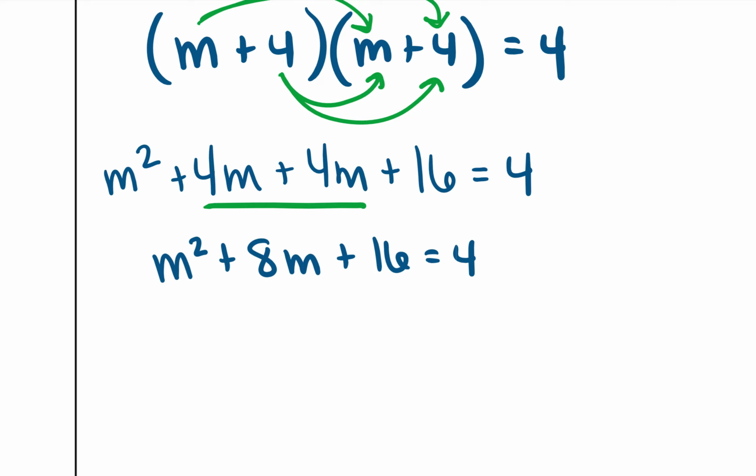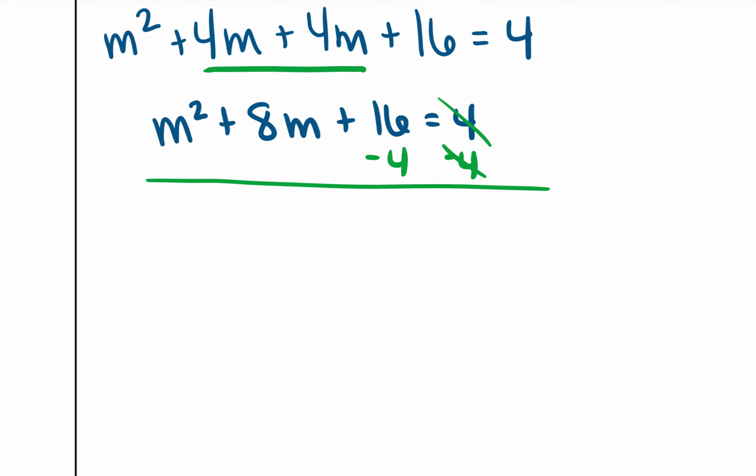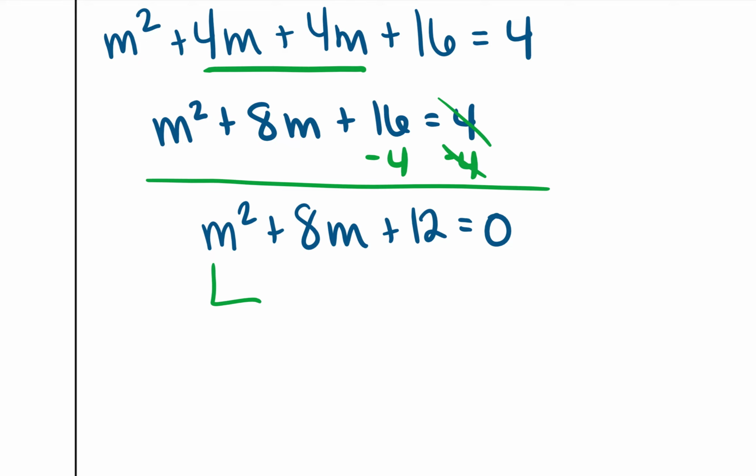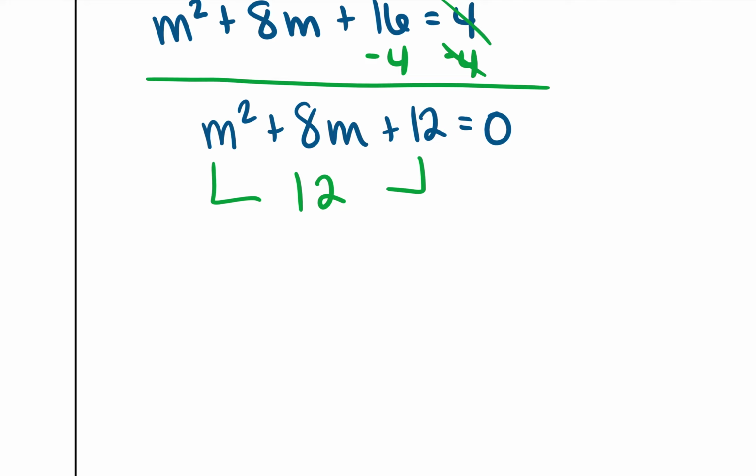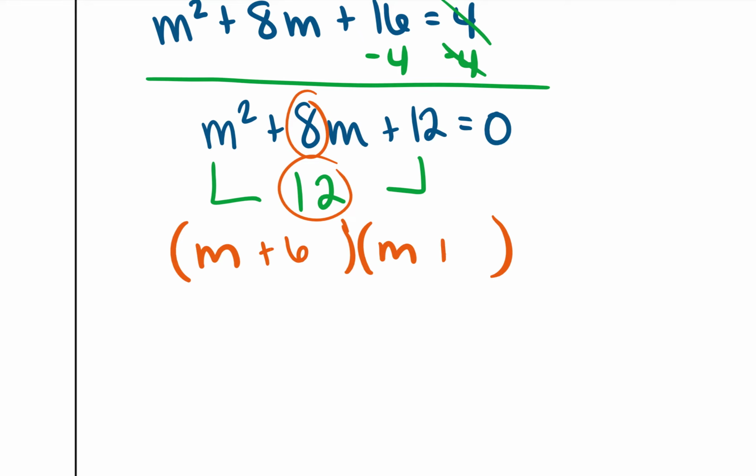And because I have a square, I want everything on the same side so that I can factor. So minus 4, minus 4. Alright, we're getting there. M squared plus 8m, 16 minus 4 is 12. Now I can factor. So 12, first times last is 12, right? And then I know I'm going to have two parentheses. What multiplies to 12 and adds to 8? 6 plus 2.